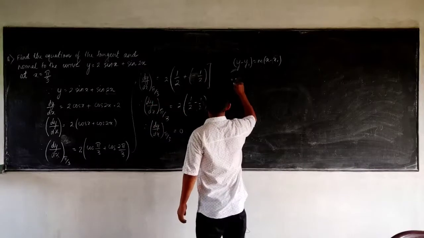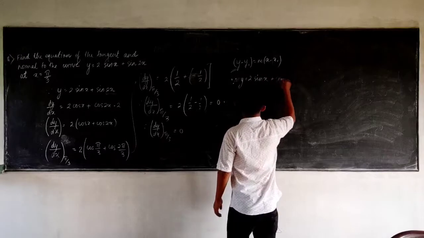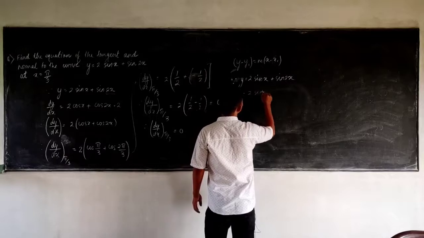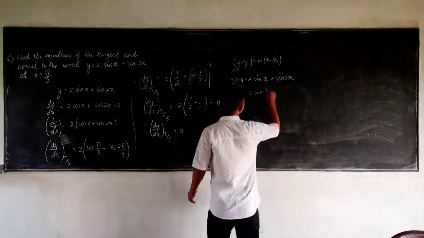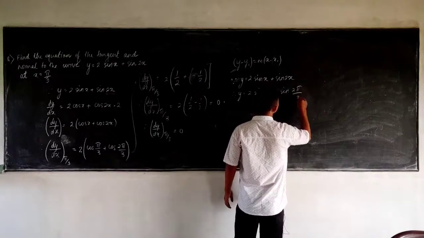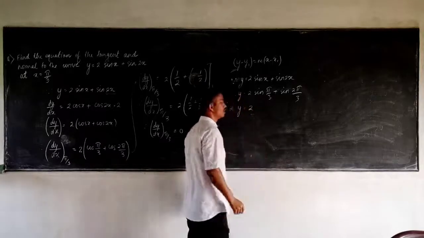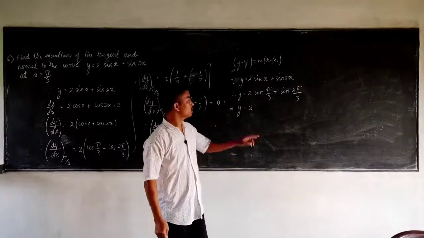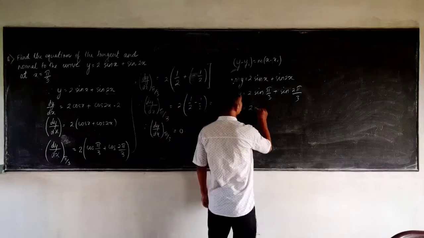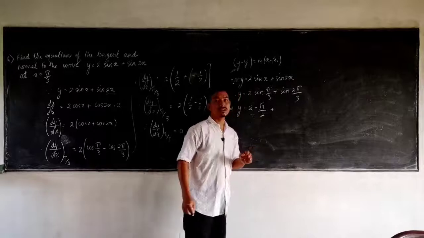Now I also have y equal to 2 sine of x plus sine of 2x. So therefore y will be equal to 2 sine of, now substituting the value of x as pi by 3, so pi by 3, plus sine of 2 pi by 3. Okay, so this will give me y is equal to 2 into sine of pi by 3. Pi means again 180, and 180 divided by 3 is how much? 60. So sine of 60 is root 3 by 2, plus, similarly here I get sine of 30.